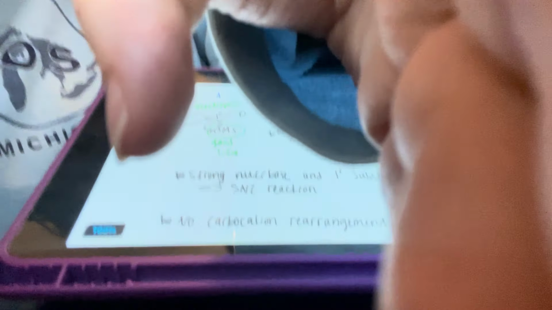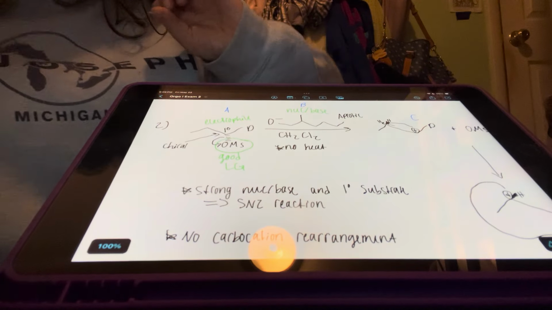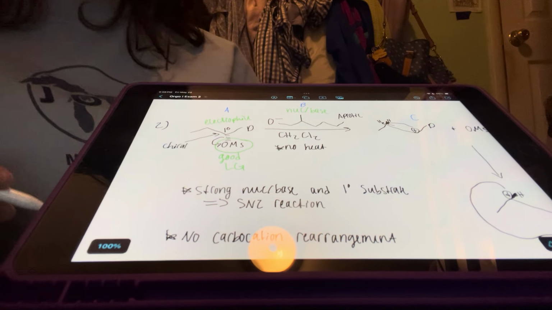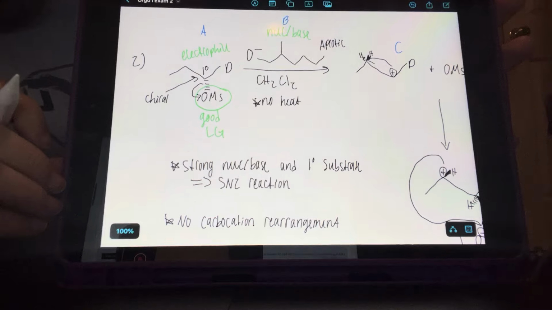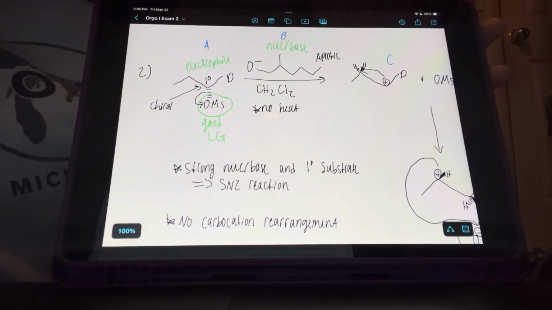I'm explaining question 2 for exam 2 for Orgo 1 with Dr. Rabago Smith. I have my answer on the iPad here. I'm just going to go ahead and walk through the question and explain each of my answers to it. So, to start, identify the electrophile and the nucleophile.